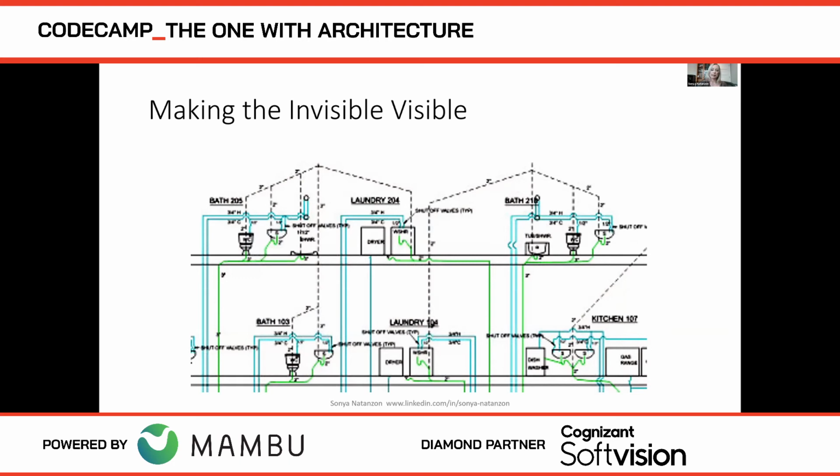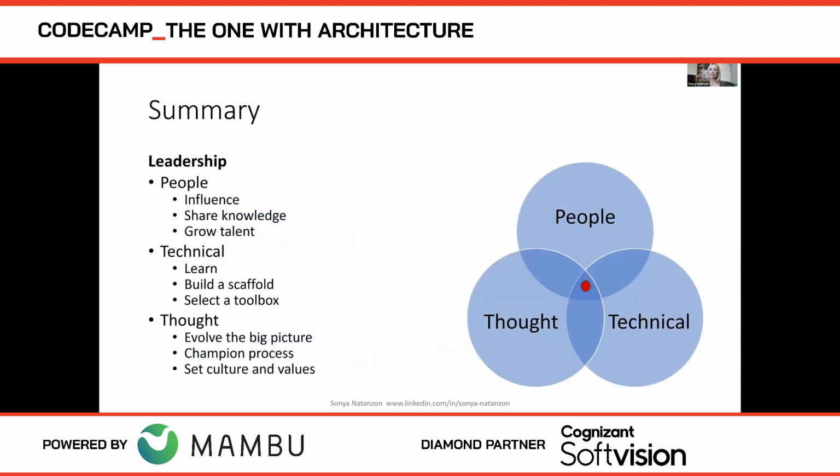So my take on the tagline is making invisible visible. If anyone has a better one, I'd love to hear from you. Send it to me. I might use it in my next talk, with credit to author, of course. So, in summary, software architects provide leadership in 3 major areas: people, technical, and thought. And if you're leading in the 3 areas, you might already be an architect. Thank you.